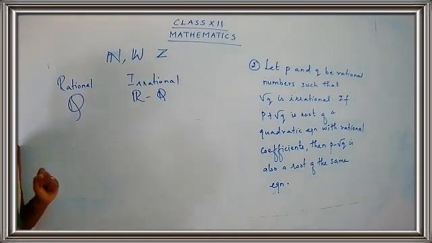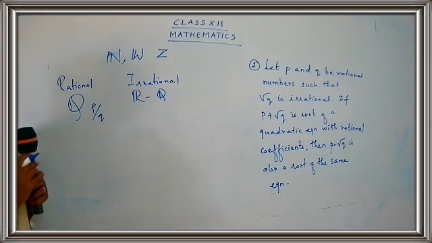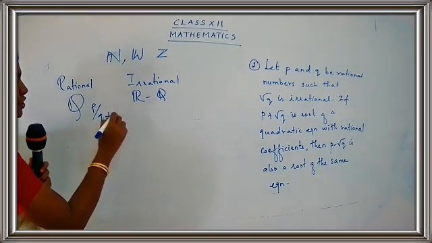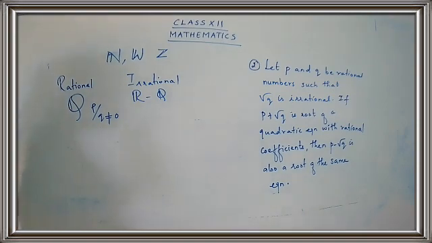Now coming to a rational number. What is a rational number? The number which is written in the form of p upon q is called a rational number. And remember one thing, the denominator should not be equal to 0. This is the condition for a rational number. What is the condition for a rational number?